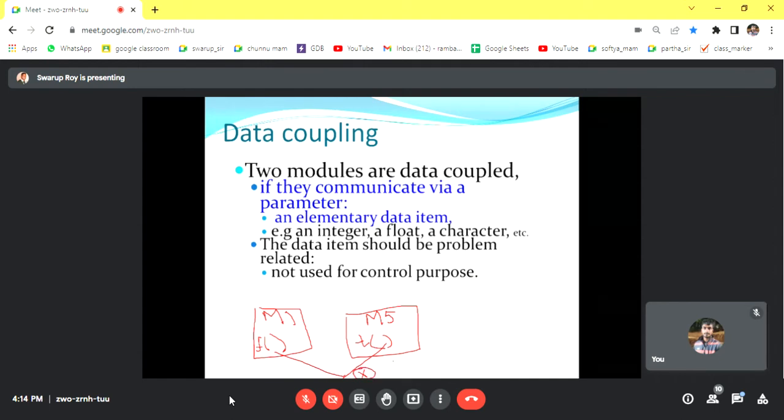Then we say that modules m1 and m5 are coupled through a data item. The data item can be an integer, a float, or a character, whatever it is. But it's a very preliminary data item. They are exchanging elementary data items.